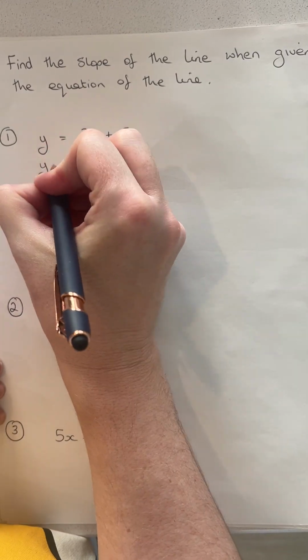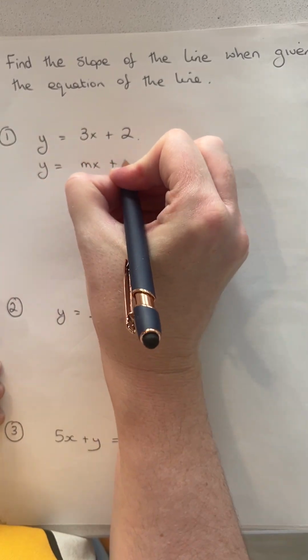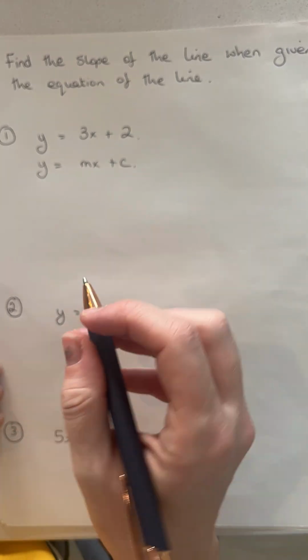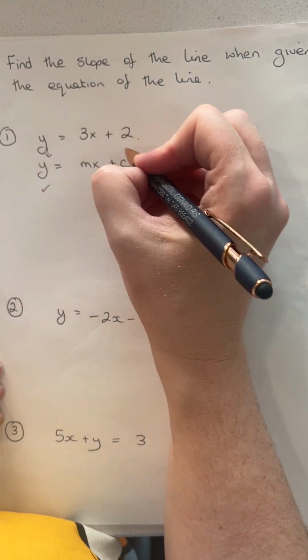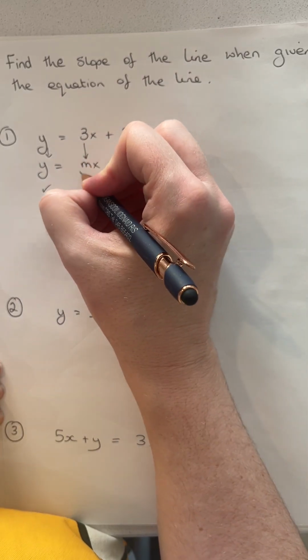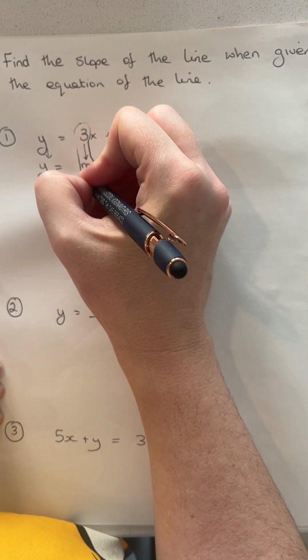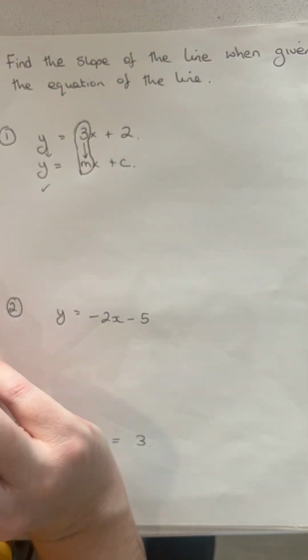So if we compare what's written in the log tables, is the y completely on its own? Yes. So then I should be able to pick out that line has a slope of 3.